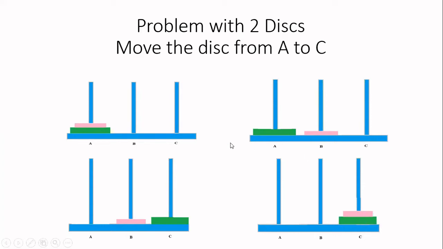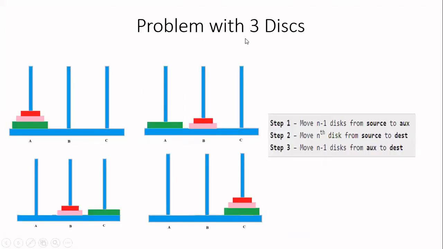So what we have done is totally three moves. At the end of the third move, our output is ready. Okay, so this is the problem with the two disk. Now let us see the problem with the three disk. How to proceed with three disk?